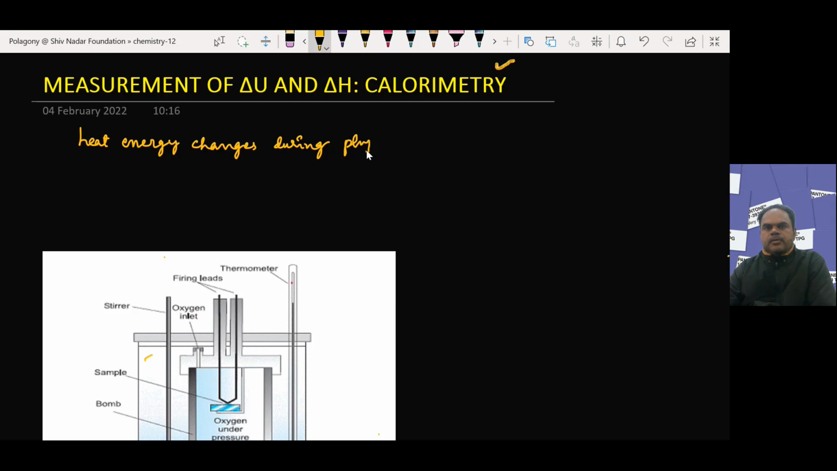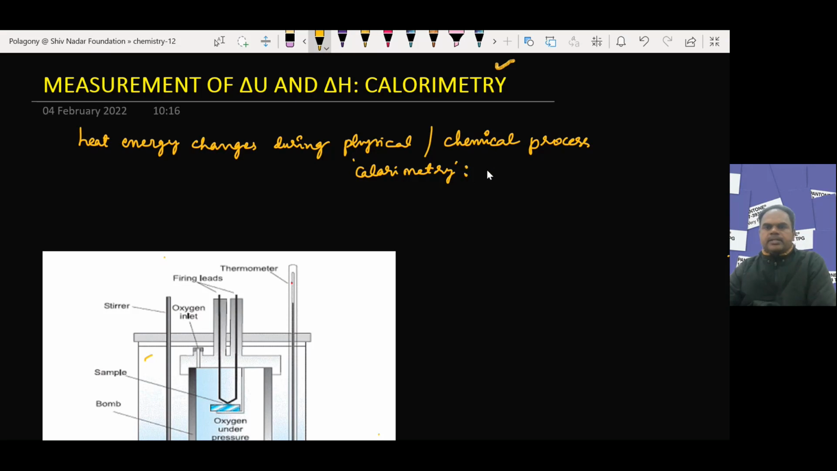during a physical process or chemical process. The technique or the method is called calorimetry. During the physical process and during the chemical process, the energy change takes place. That energy change can be measured in terms of calorimetry.